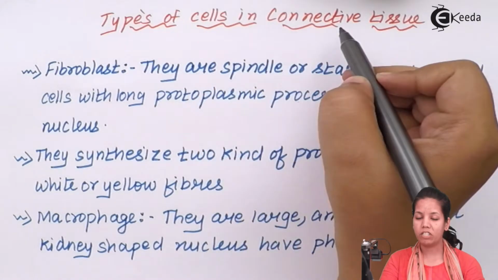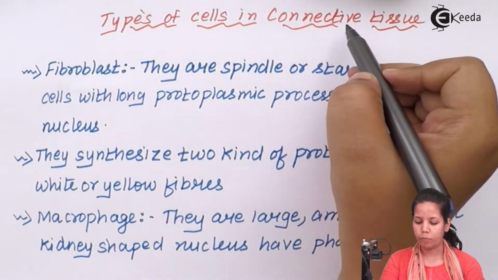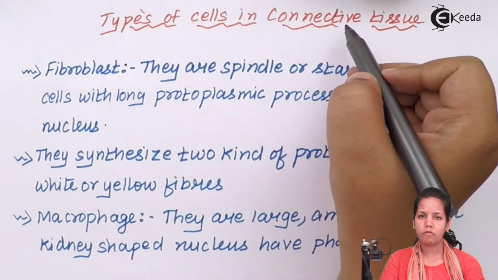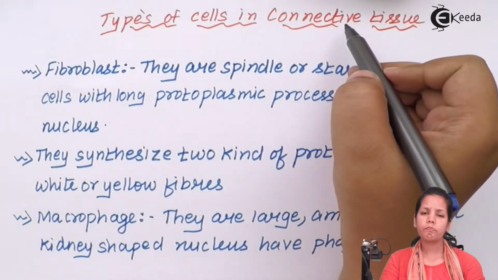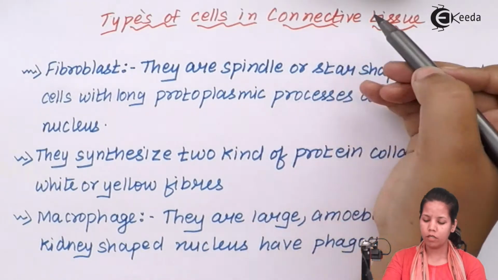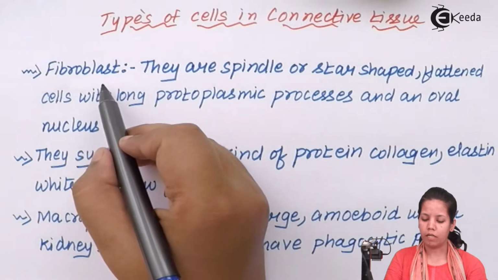Types of cells which are found in connective tissue. Now, the 4 major types of cells that are found in connective tissue include fibroblasts, mast cells, phagocytic cells, and your fat globules. Firstly, we talk about fibroblasts.